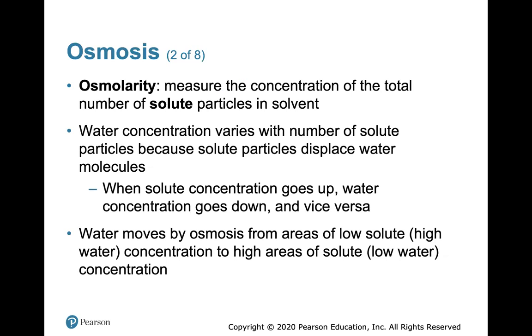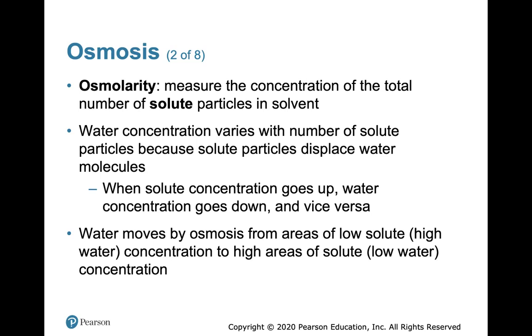Osmolarity is the measurement of the concentration of the total number of solute particles in a solvent, and the water concentration will vary with the number of solute particles because solute particles will displace water. So what this means is when solute concentration goes up, the water concentration will go down. So water will always move by osmosis from an area of low solute or high water concentration to an area of high solute or low water concentration. So what this just means is that water will always move into an area that's more highly concentrated with solute.